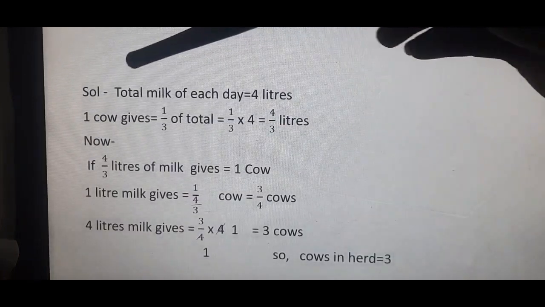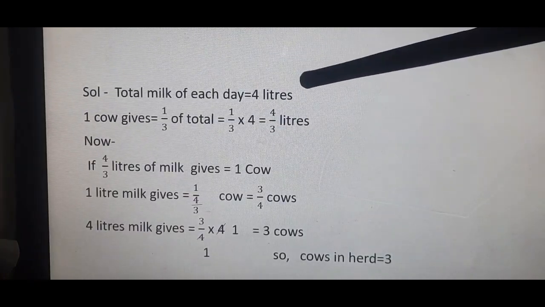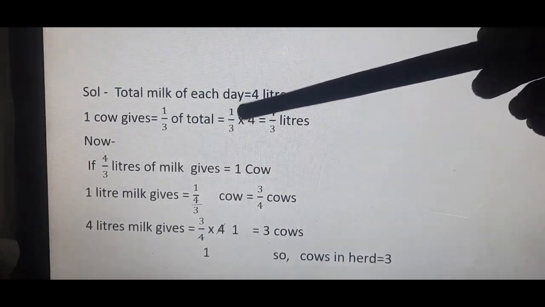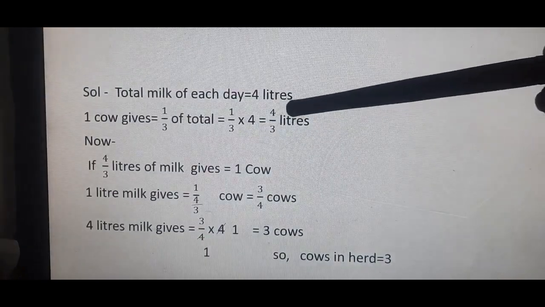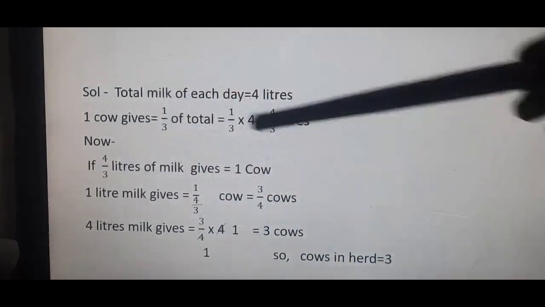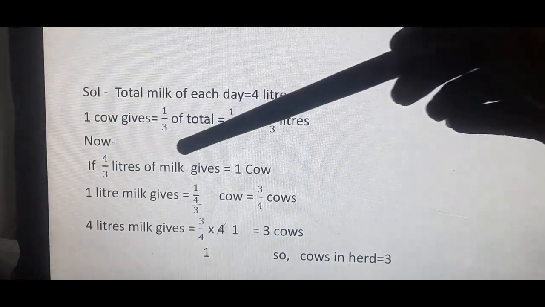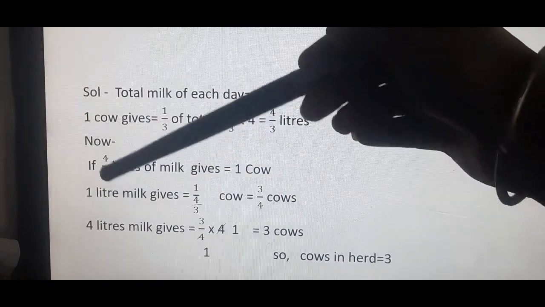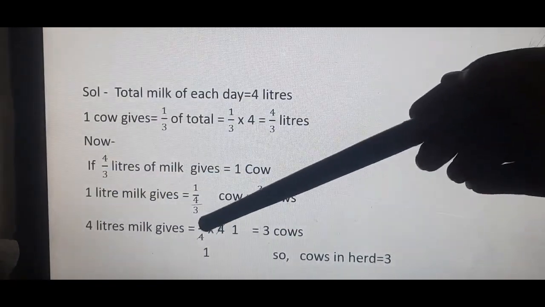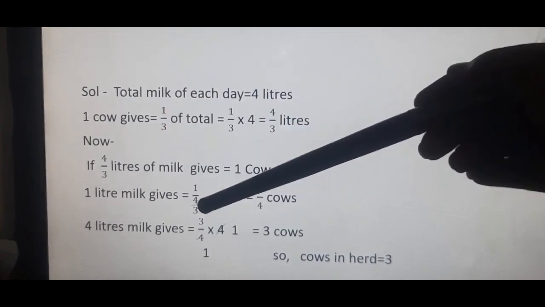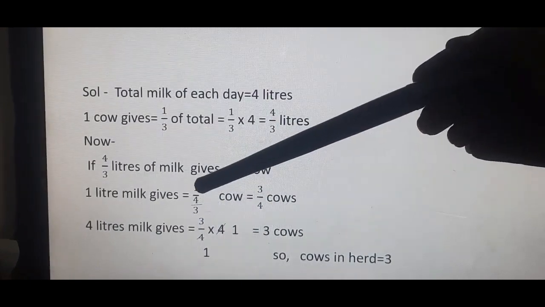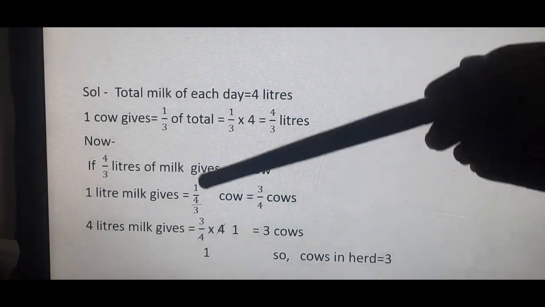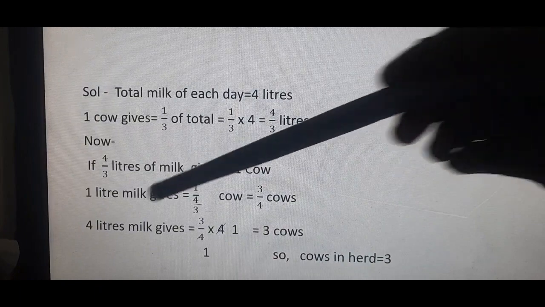So let's start our solution. Total milk of each day is 4 liters. 1 cow gives 1/3 of the total milk. That is 1/3 of 4. It will be 4/3 liters of milk. Now, if 4/3 liter of milk is given by 1 cow, then 1 liter of milk is given by, निकाल रहे हैं तो इसके नीचे आ जाएगा 1/(4/3). So 1 is the numerator, 4 is the denominator. This 3 will shift to 1. It will become 3/4 cows. ये नीचे जो 3 है ना, ये 1 के साथ मल्टीप्लाई हो जाएगा.